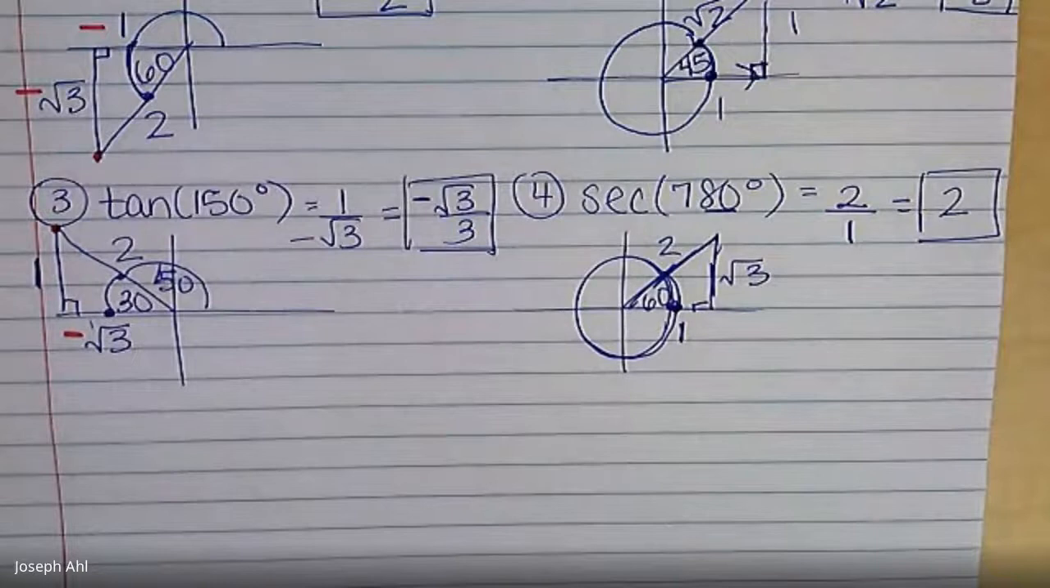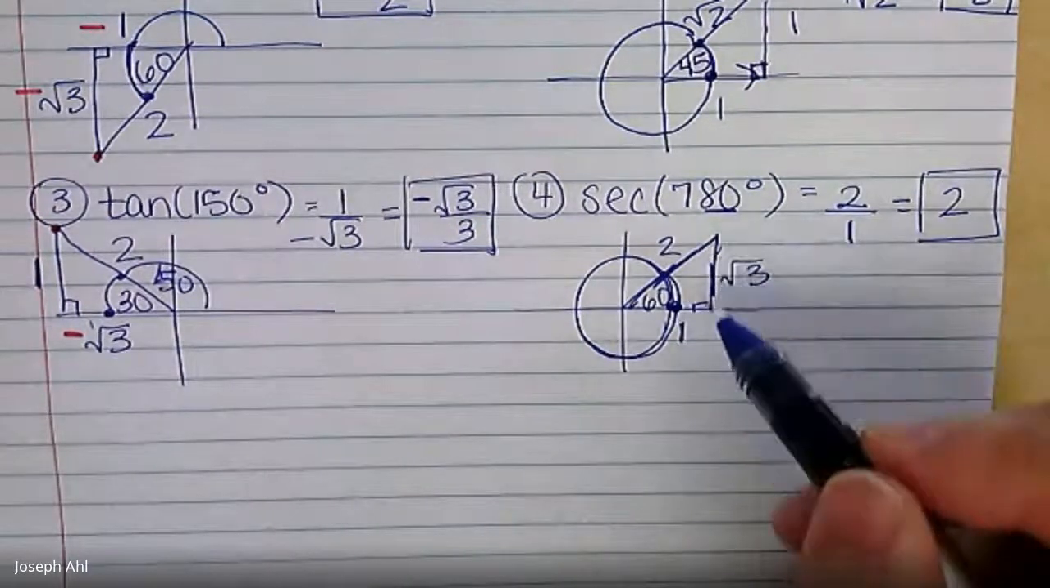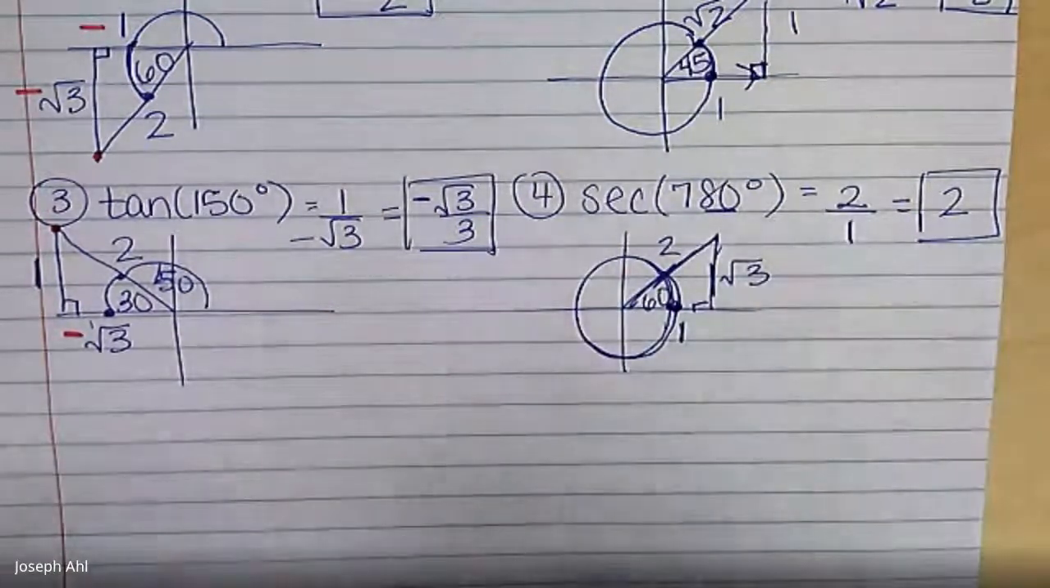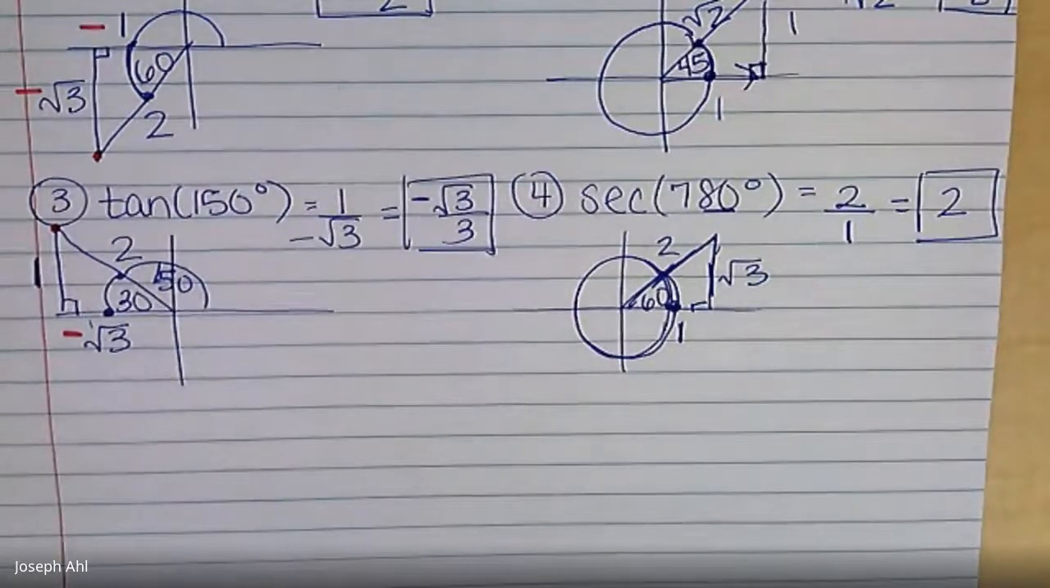Okay, and by the way, I didn't even have to play that positive negative game because when you're in quadrant 1, all of the trig functions are positive. Okay, a lot more practice to come like this.